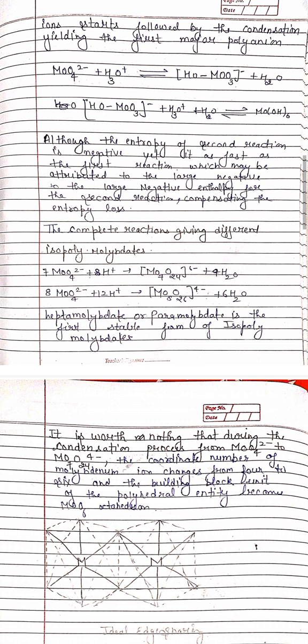8MoO4 2- plus 12H+ gives Mo8O26 4- plus 6 water molecules. Heptamolybdate or paramolybdate is the first stable form of isopolymolybdate.